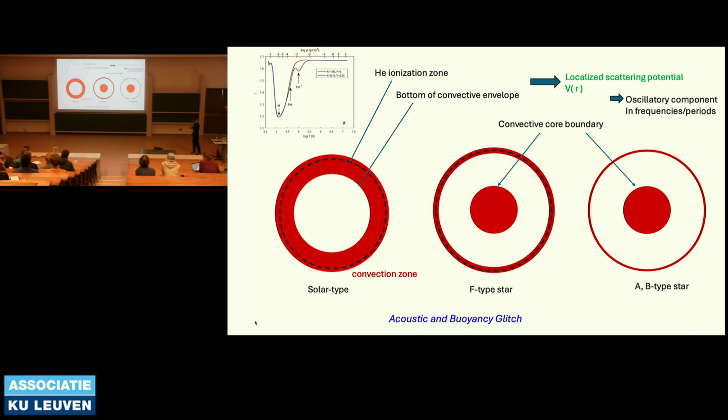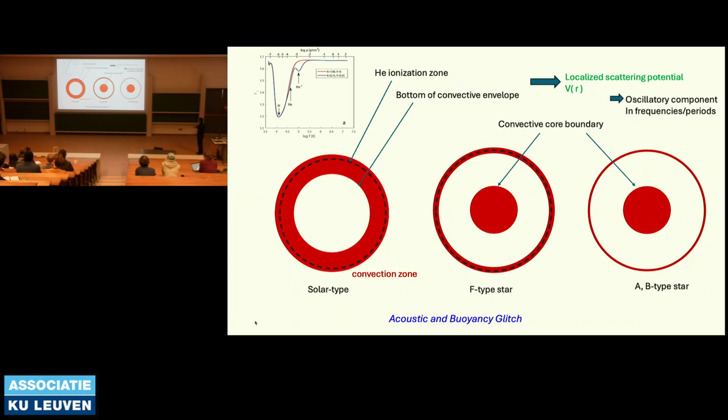So after some engineering, we have a stellar structure for a solar type star, for the F-type star, for the A, B, O type stars. The red regions are the convective zone. So for solar type stars, we have a convective envelope. We have a helium ionization zone, which was shown here for the gamma. We have the bottom of the convective envelope here. For the intermediate or massive stars, we have a convective core, where the convective core boundary can also act as a feature to generate glitches.